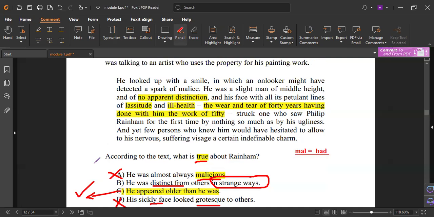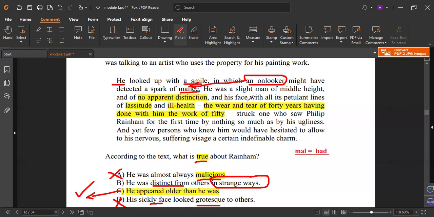Feel it? Yes. Now let me tell you the trap. You thought that malicious is an adjective from malice, yes? But it is not about him. Look, he looked up with a smile. With a smile, whether he is bad or good, it's good. In which an onlooker might have detected a spark of malice. So this describes the looker, not the narrator.